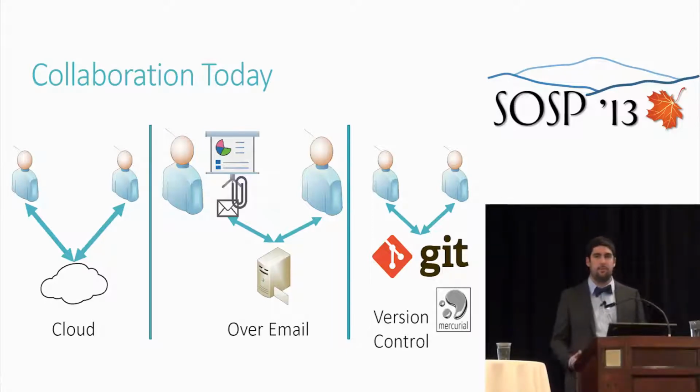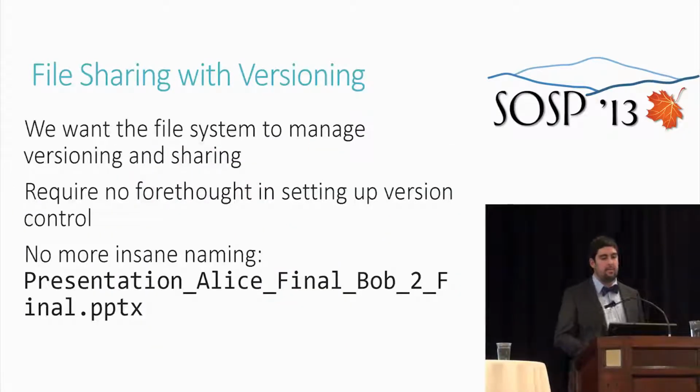Finally, the last way that we collaborate, which should be familiar to all of us, is version control systems. You can think of Git and Mercurial as good examples. These are great because they give us a way to detect the version history and to detect conflicts. But what's really the problem here is that you have to put in the forethought to set up version control. I can't take the version history that's already in Apple Time Machine or Windows 8 file history and export it to my friend. I have to go and put in the effort to set up a Git repo. So what we really want is for the file system to manage versioning and sharing. We don't want to think about setting this up and everything that comes with it. And we also don't want users to go through insane namings. What does this even mean when people start putting final and version all over a document?